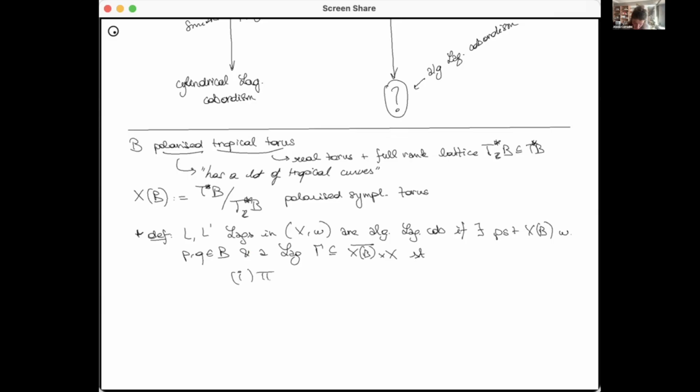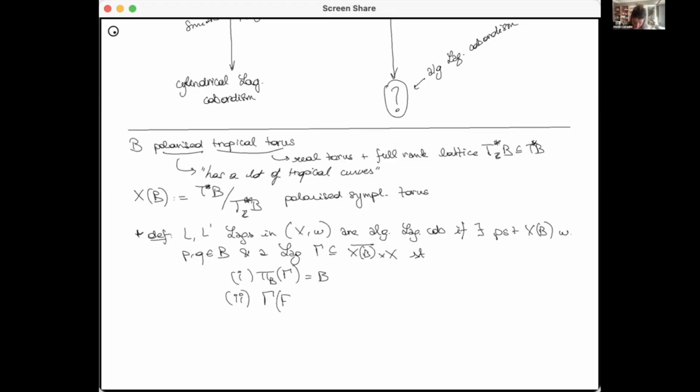So the first condition, don't worry too much about it, but it's supposed to mirror the sort of flatness condition in algebraic geometry. But it tells me that if I take this gamma and I project it onto the first factor, and then I project down again onto the base here, I want this to be surjective. And the second condition is that I want L to live over the point P and L prime to live over the point Q somehow.